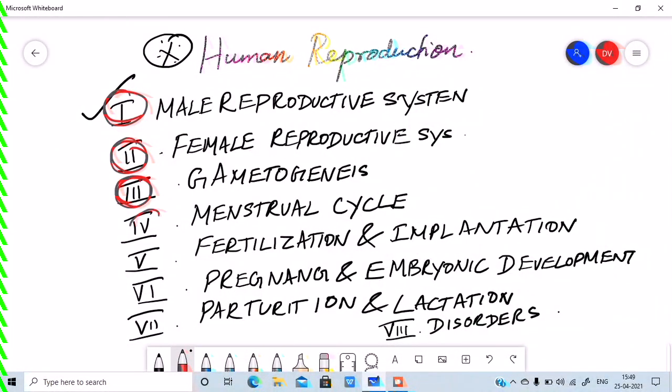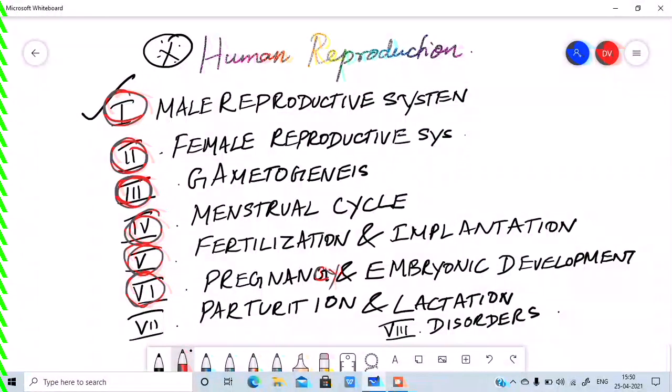Then the fourth section is all about the menstrual cycle, the different phases of menstruation, and I'll be teaching you that. Then the fifth part of the chapter is fertilization and implantation, very important. The sixth section is pregnancy and embryonic development. And the last one is parturition and lactation.